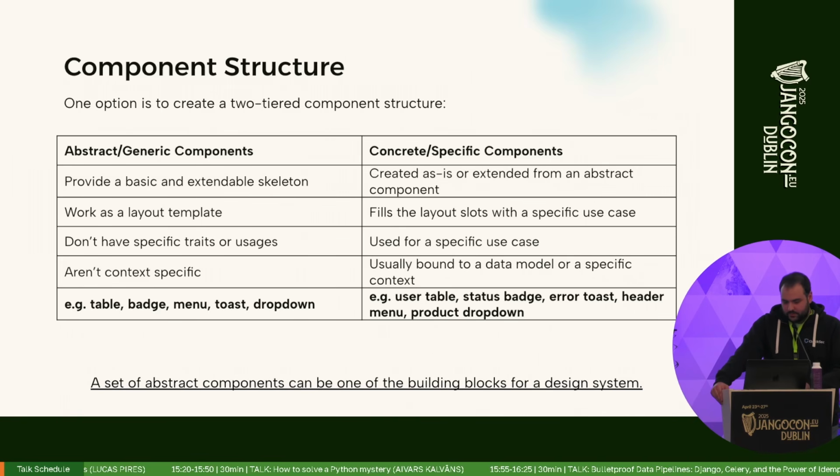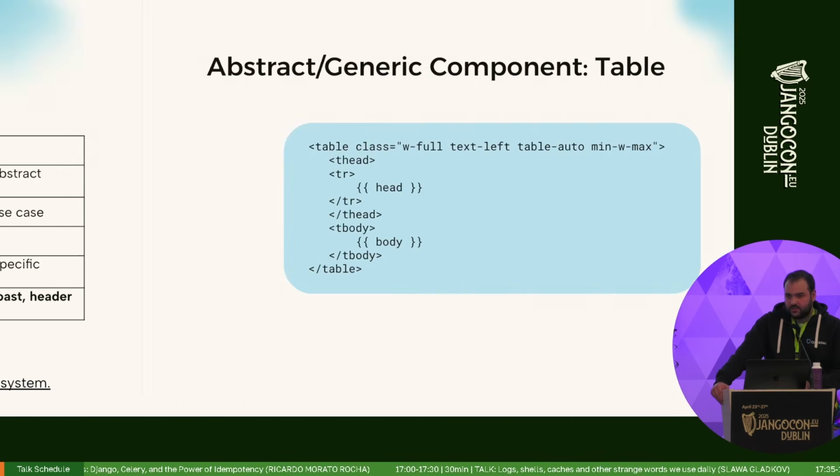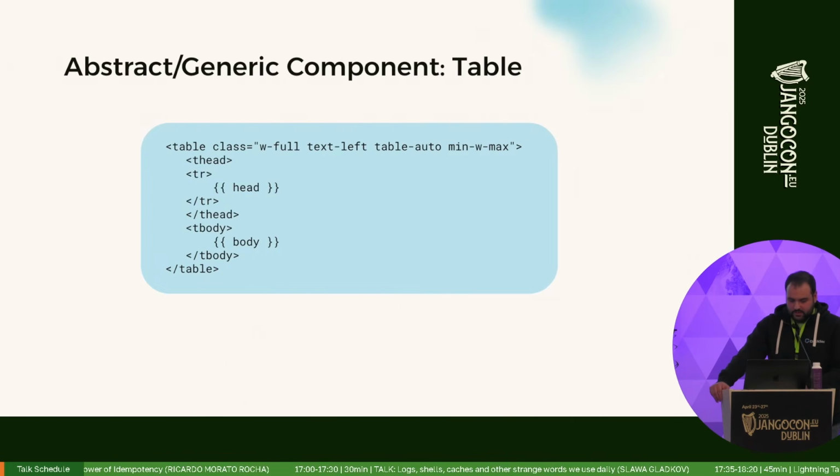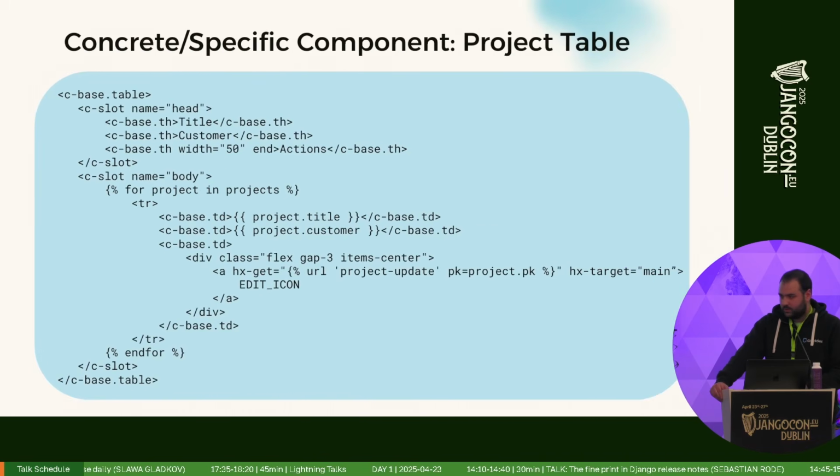They have a layout template where you can fill slots with specific data models or specific data use cases that are filled by specific components, where you can create them as is or extend from the base components and create a component for a specific use case, data model, etc. Examples are the user table, the error toast, etc. But maybe that's easier by looking at this example. This could be a generic component where you customize the table as you see fit. You describe the slots you want to fill, and a concrete or specific component will be a table bound to a data model, in this case, a project table.